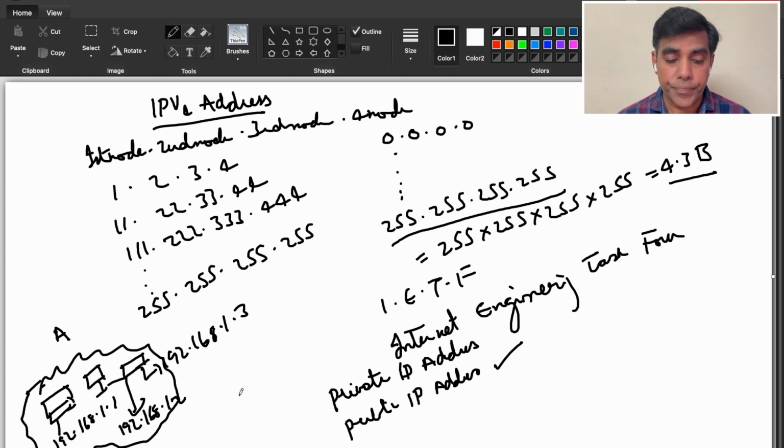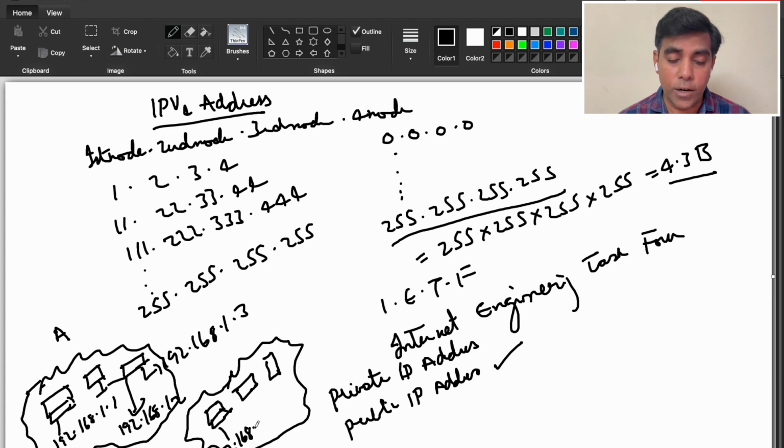Similarly, my neighbor, besides my house, will have his own network. He will also have the same kind of devices, like a laptop, a tab, a mobile, likewise. So here again, for this laptop he will have 192.168.1.3 as the IP address, for this one 192.168.1.1, and for the mobile he will have the IP address 192.168.1.2.